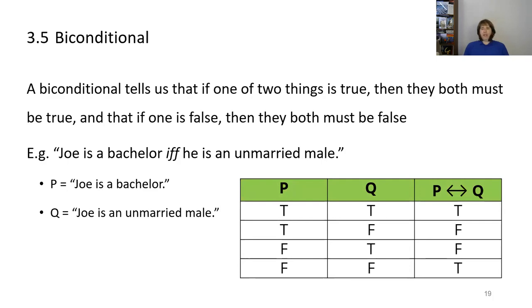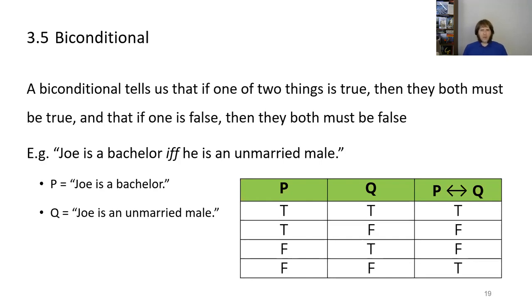That would be, well, okay, maybe, let me back up. Just look at the truth table, right? We've got our P and our Q. Let's just go down each row. First row, Joe is a bachelor and Joe is an unmarried male, right? Well, if both of those are the case, then it's true that Joe's a bachelor if and only if he's an unmarried male, saying he's both or he's neither, right? Well, if he's both, then it's true.